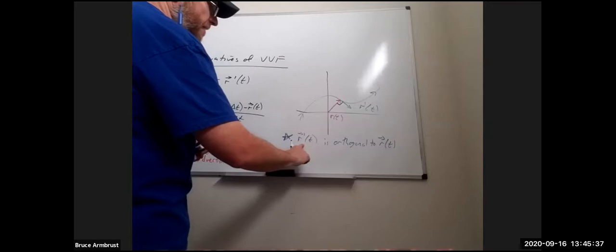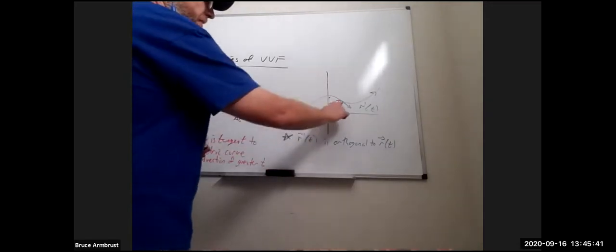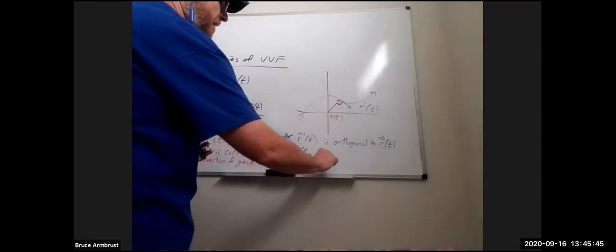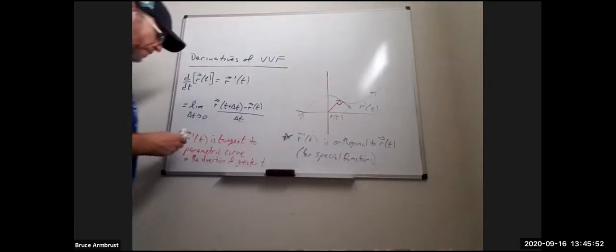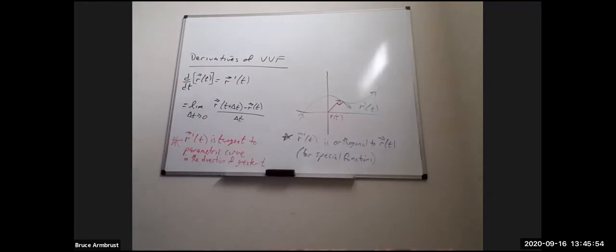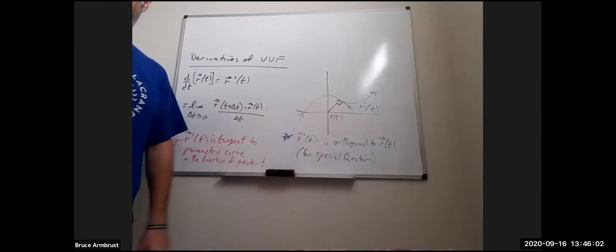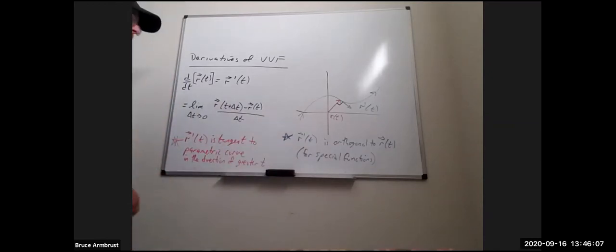And this one, unfortunately, is not always true. So we do have to be a little bit careful here. I am going to put for special functions. But the tangent is always the case. If you have a circle, for example, then this is always the case, right? But anyway.